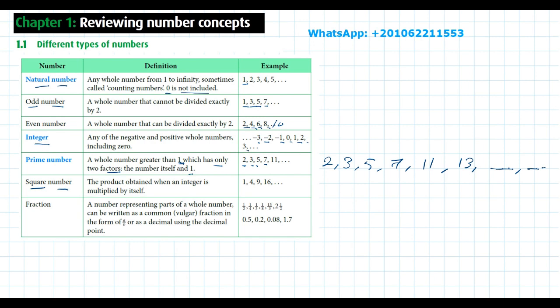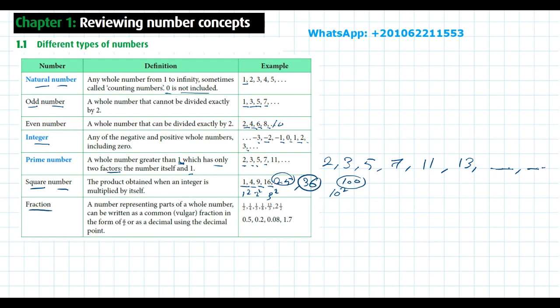What about square numbers? When you multiply a number by itself, the result or product obtained is a square number, such as 1, 4, 9, and 16. These are square numbers, such as 25, and 6 by 6 equals 36. 1 squared, 2 squared, and 3 squared generate square numbers. Anything squared generates a square number, for example 10 squared becomes 100. Then 100 is a square number, and 36 is a square number, and 25, etc.